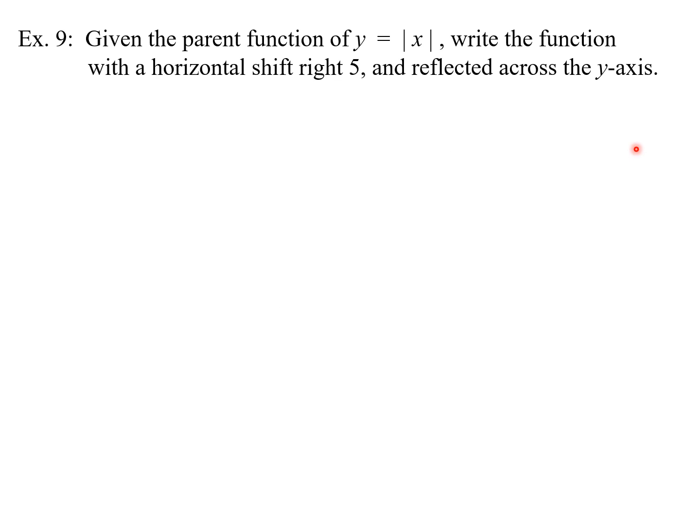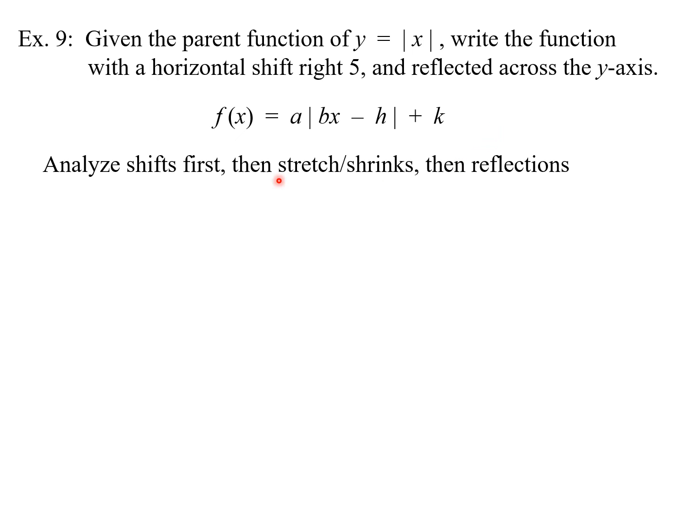All right, what about this? So we have the absolute value function. In general, it's going to look like this. Okay, and now we have to analyze all the stuff, and then we're going to once again do the shifts first, then the stretch shrinks, and then the reflections. So let's see, K. I don't see a vertical shift, so that means K is equal to 0. Horizontal shift, right 5. Okay, so that means H is equal to 5.